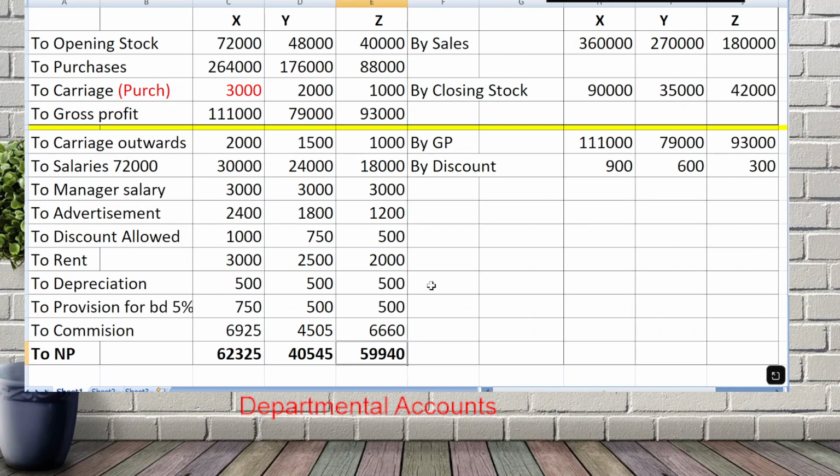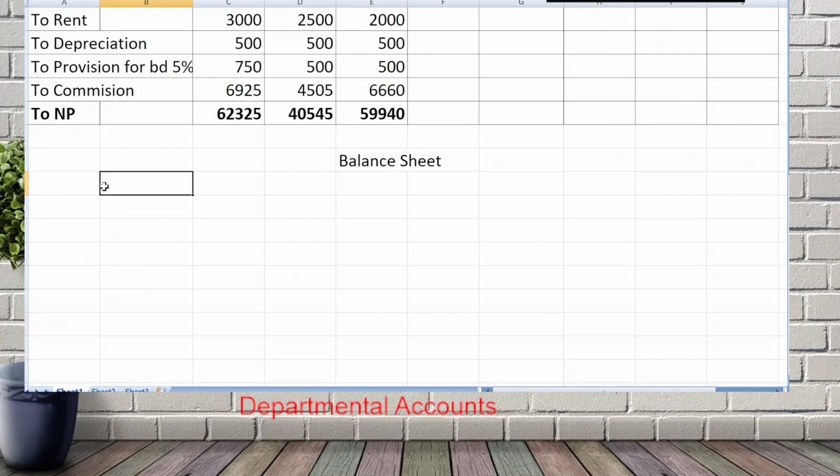Try to prepare the balance sheet. You just tell me the answer, then I will proceed. Tally achieved or not? Tell me, then we will proceed. Balance sheet, wait.